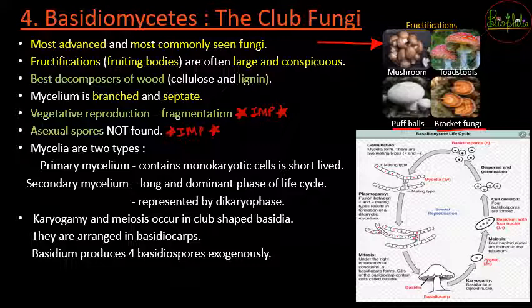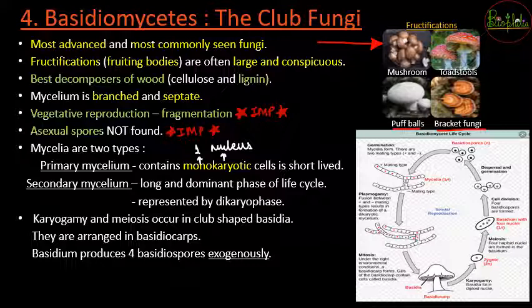Now mycelia जो होते हैं, there are going to be two types of mycelium. The first is going to be called the primary mycelium. Primary mycelium जो होता है, वहाँ पे you are going to see the cells that are monokaryotic. So let's break the word and understand the meaning out of it. Mono यानी one, karyo means nuclei. So whenever there is going to be one nucleus in one cell, it is monokaryotic.